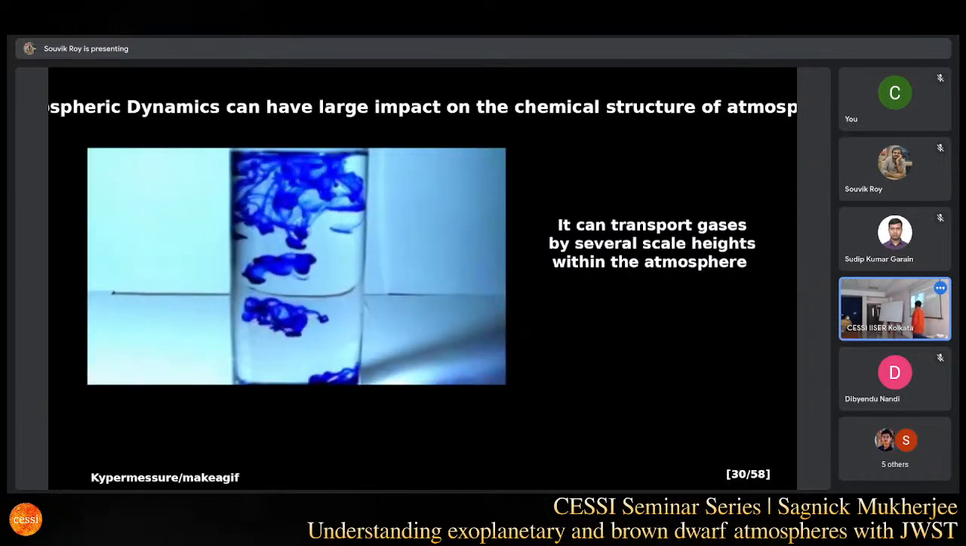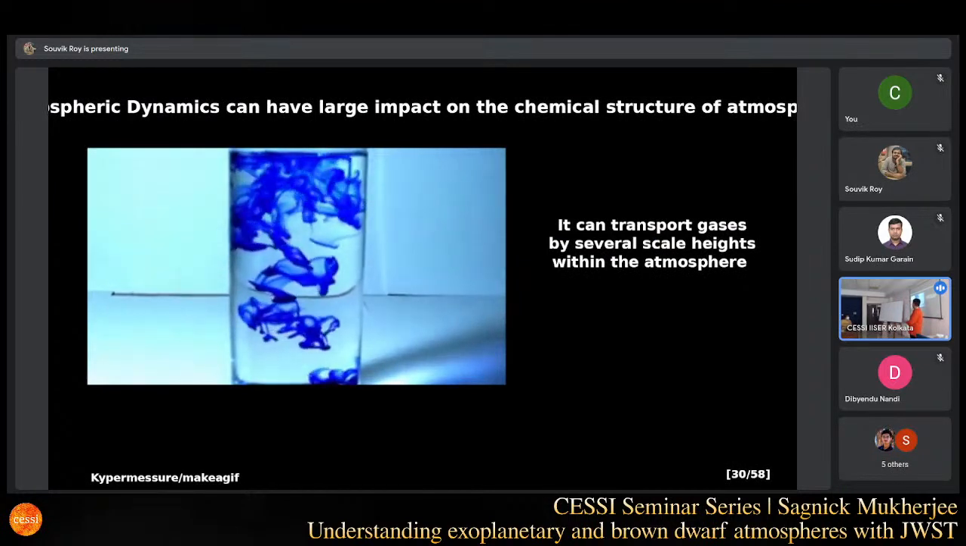So let's think about this with this ink in a moving fluid GIF. I'm really thankful that this is working. Think of your atmosphere as a rotating water fluid, as it was here. That's your dynamically active atmosphere. And think of this ink as some gas. Once you put this gas in this background atmosphere which is moving, the gas will also start to diffuse with the atmosphere because of this movement. And that's how atmospheric dynamics can impact the chemistry of your atmosphere.